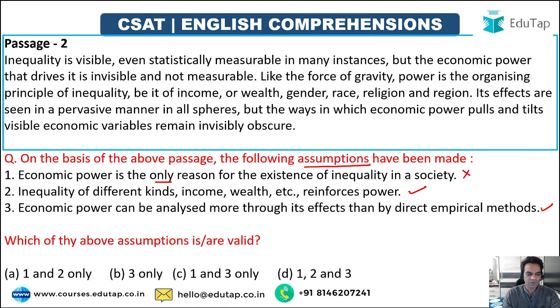Now let's read option number 1. Economic power is the only reason for existence of an inequality in a society. Its effects are seen in a pervasive manner in all spheres. So in all spheres, in a pervasive manner. So that makes it true as well, guys. So the first option is also correct. So option number D is my correct answer. So that is the right answer for this passage, guys.